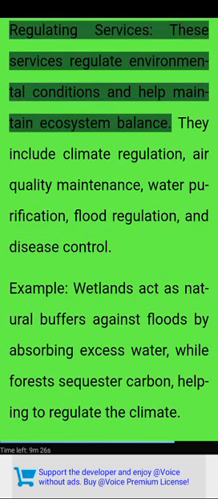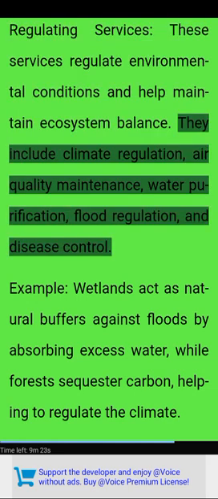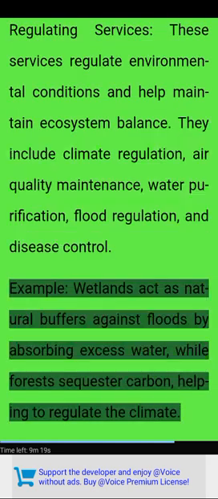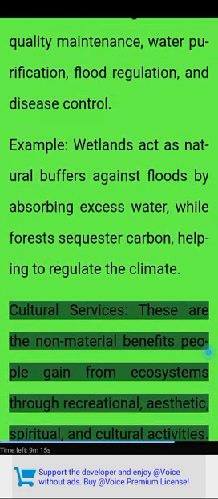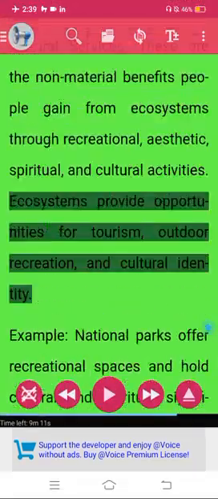Regulating services. These services regulate environmental conditions and help maintain ecosystem balance. They include climate regulation, air quality maintenance, water purification, flood regulation, and disease control. Example: wetlands act as natural buffers against floods by absorbing excess water, while forests sequester carbon, helping to regulate the climate. Cultural services. These are the non-material benefits people gain from ecosystems through recreational, aesthetic, spiritual, and cultural activities. Ecosystems provide opportunities for tourism, outdoor recreation.